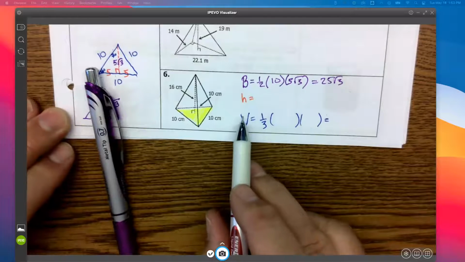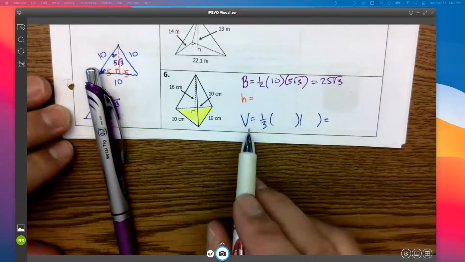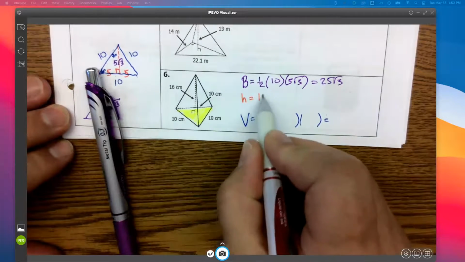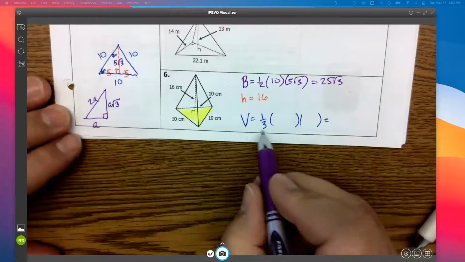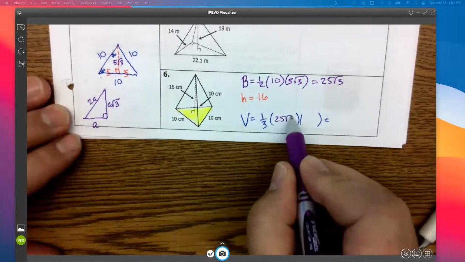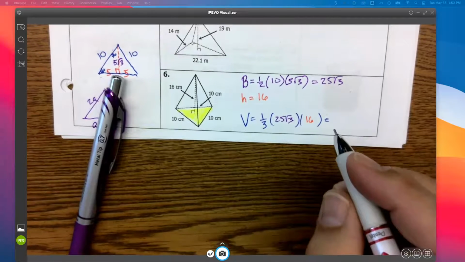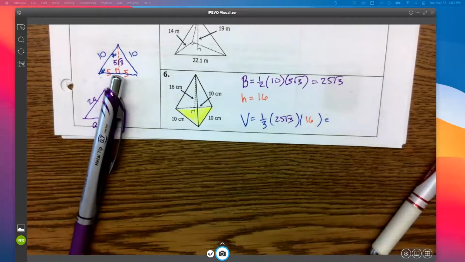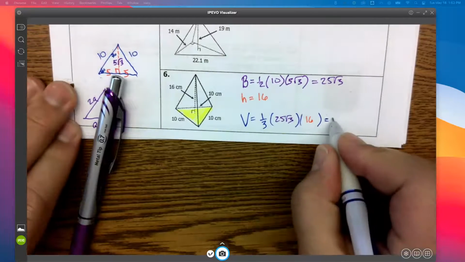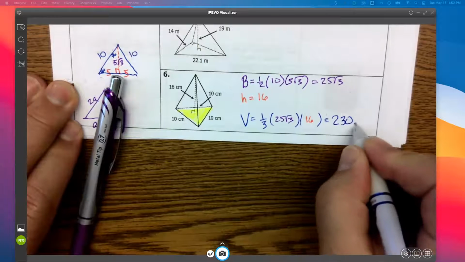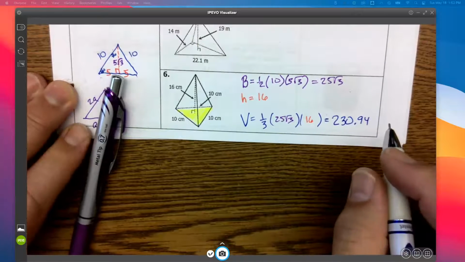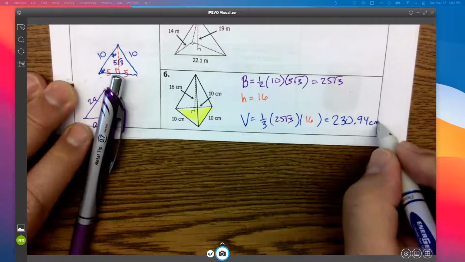What's my height in this case? Good, 16, which means my volume is 1/3 of 25 root 3 times 16, which comes out to about 230.94 centimeters cubed.